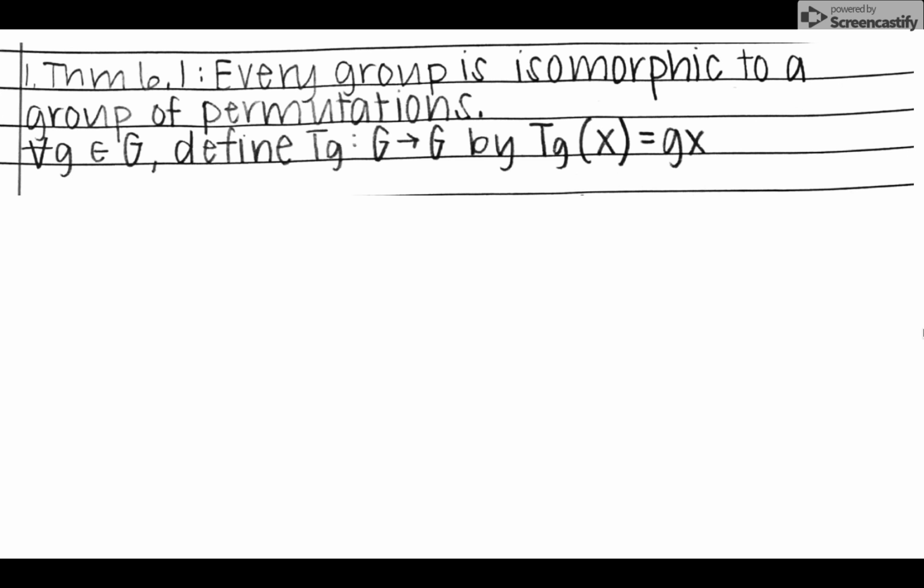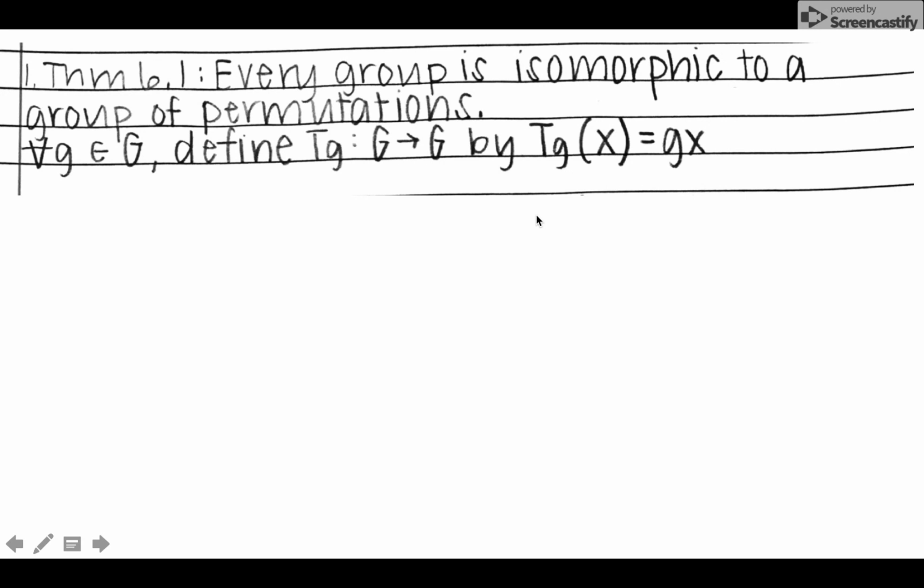Homework 9, number 1, in which we proved theorem 6.1. Theorem 6.1 says every group is isomorphic to a group of permutations. Therefore, for all g in G, we're going to define the group of permutations T_g from G to G by T_g(x) equals g times x.